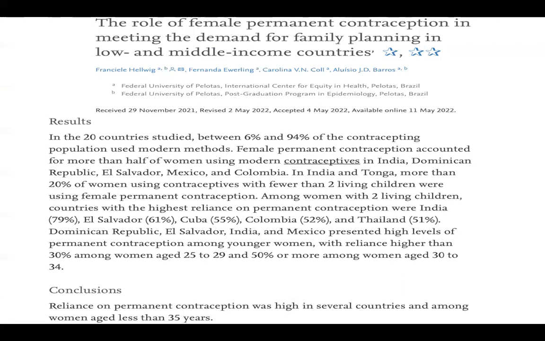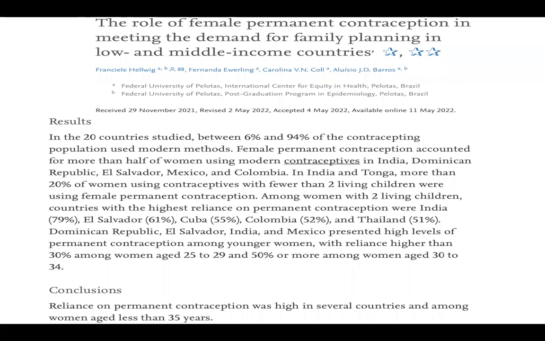Dominican Republic, El Salvador, Mexico, and Colombia. In India and Togo, more than 20% of women using contraception with fewer than two living children were using female permanent contraception. Among women with two living children, countries with the highest reliance on permanent contraception were India 79%, El Salvador 61%, Cuba 55%, Colombia 52%, and Thailand 51%.